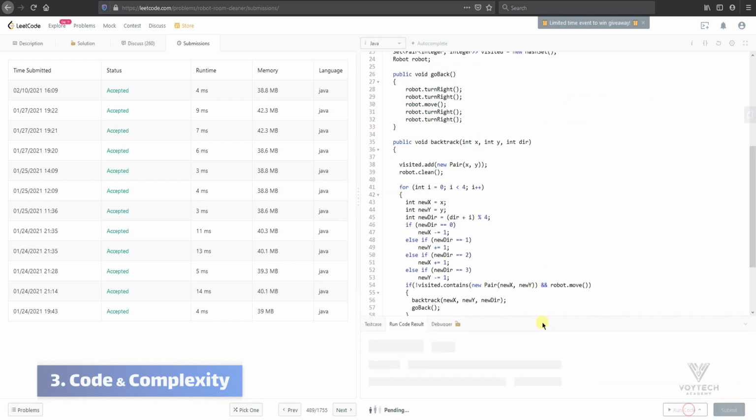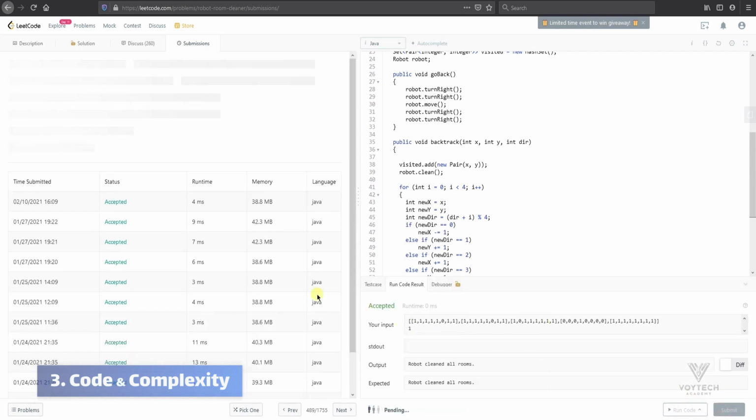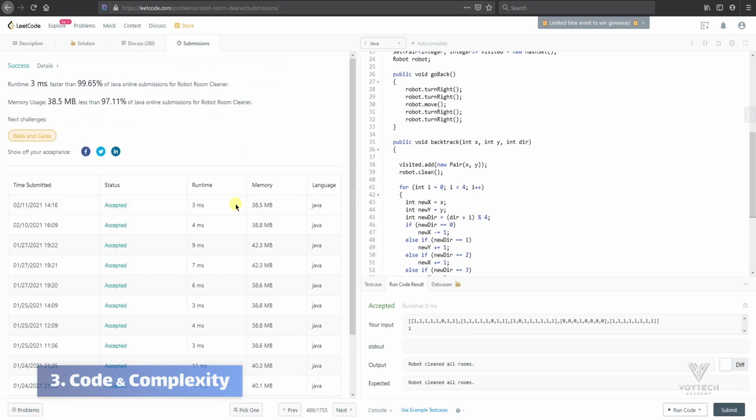First I run the code. So it's accepted, and now let's submit that. As you can see, our code was successful, and our code is faster than about 100% of Java online submissions for this problem, and also our memory usage is less than 97% of Java online submissions for this problem. So we have done a great job.